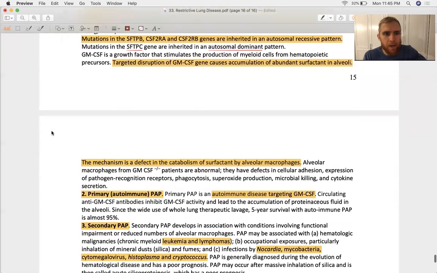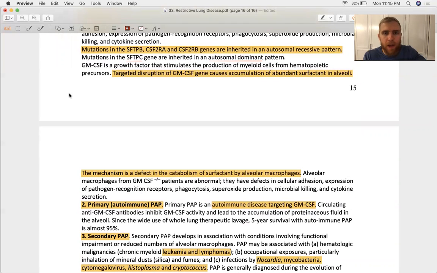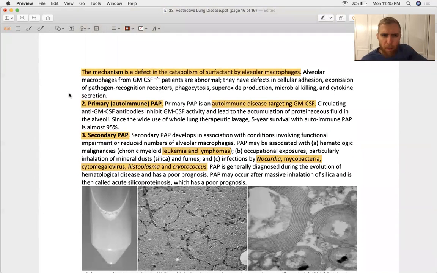You need granulocyte macrophage colony stimulating factor in your bone marrow to induce the differentiation of certain pathways in the myeloid lineage. And then you also need it to get your tissue resident macrophage stem cells to differentiate into macrophages. So if you don't have GM-CSF, your macrophages don't grow up. They stay in their parents' basement until they're 40.